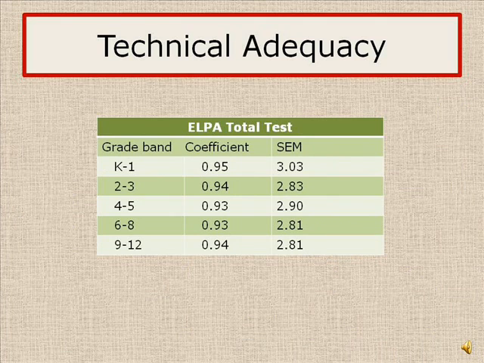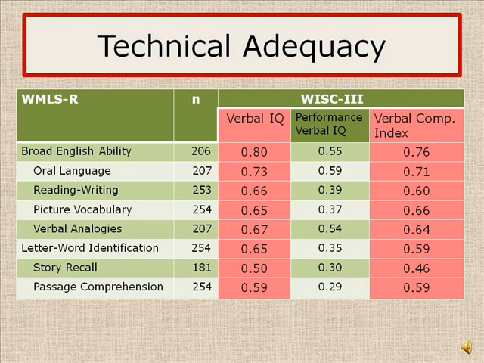Here's that one slide we just slipped into a little while ago. Worth noting here, looking at the total test for the ELPA, the coefficients, that center column right there, in the 0.99 plus range for all the grade bands there. Another piece of technical adequacy here.